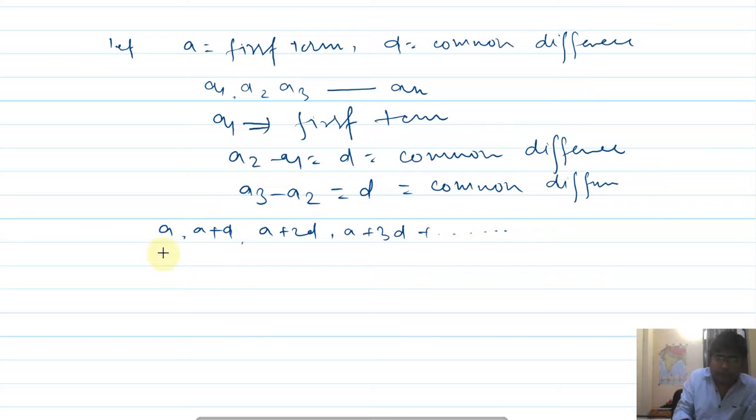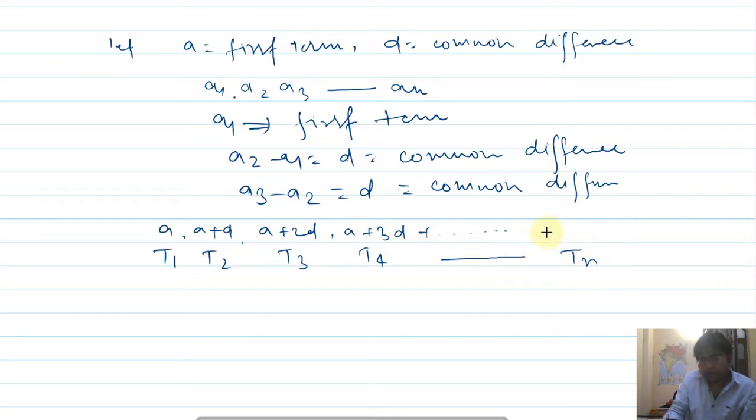So if I write this is t1, the first term, this is t2, the second term, this is the third term, this is the fourth term. If I want to write what is tn, see, this is the 4, this is the 3, this is the 3, this is the 2, this is the 2, this is the 1. So a plus just one number less, so n minus 1 into d.